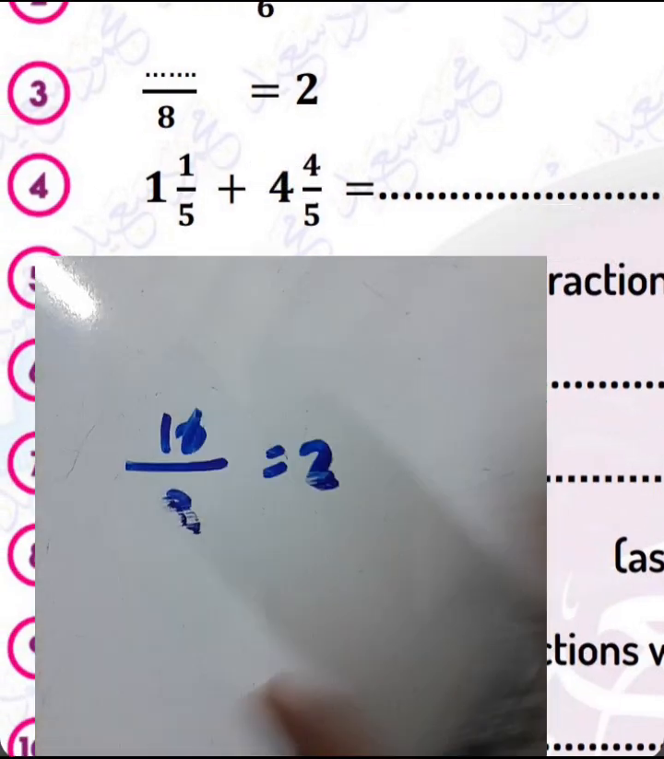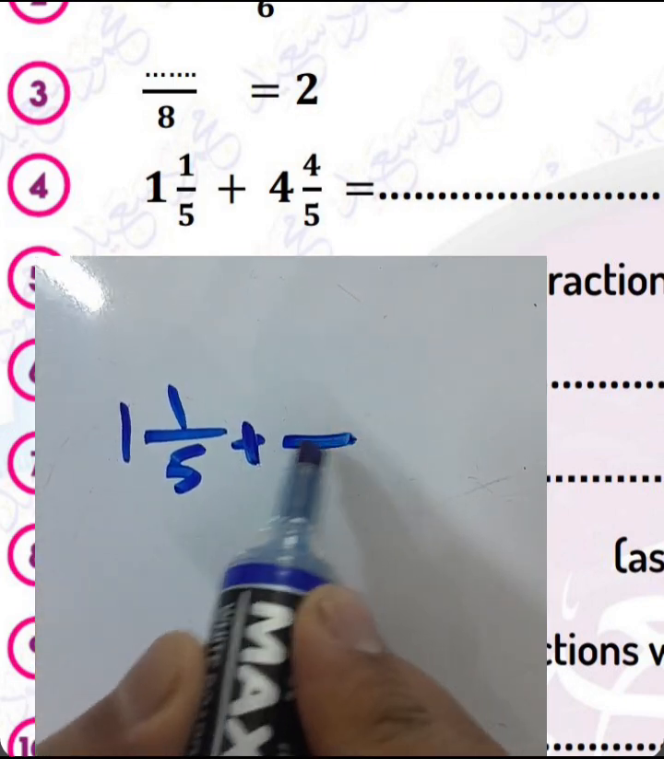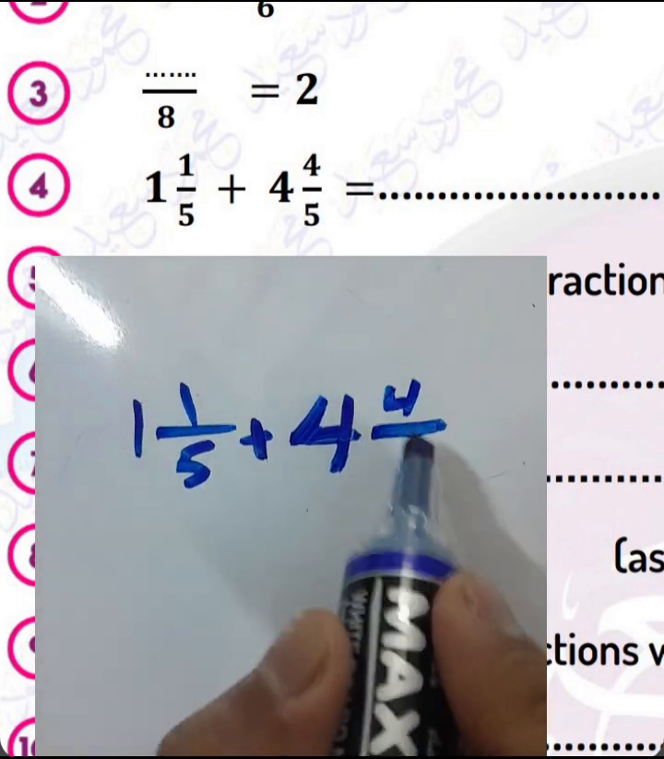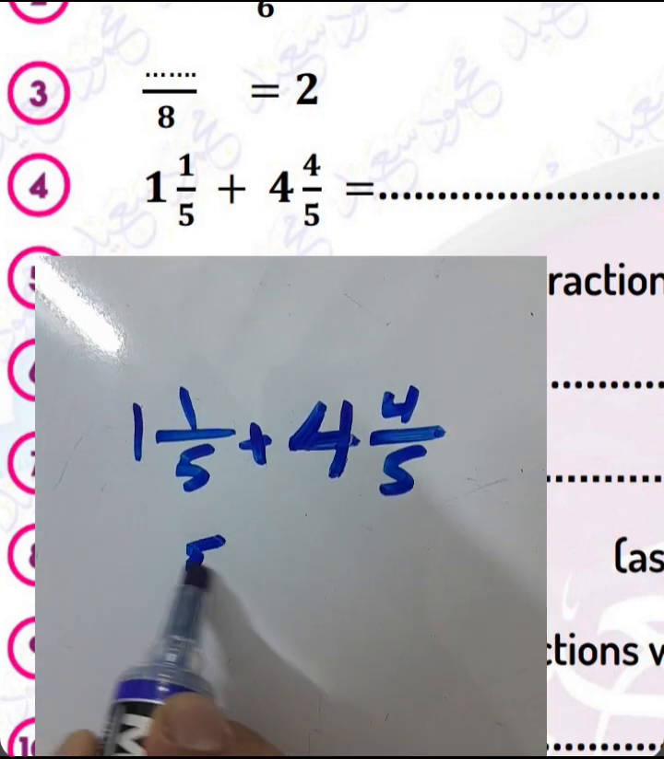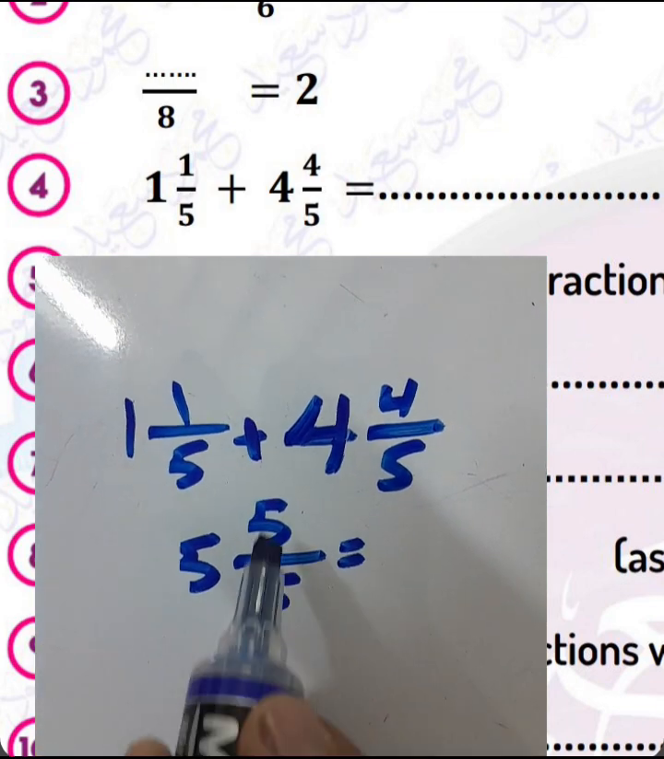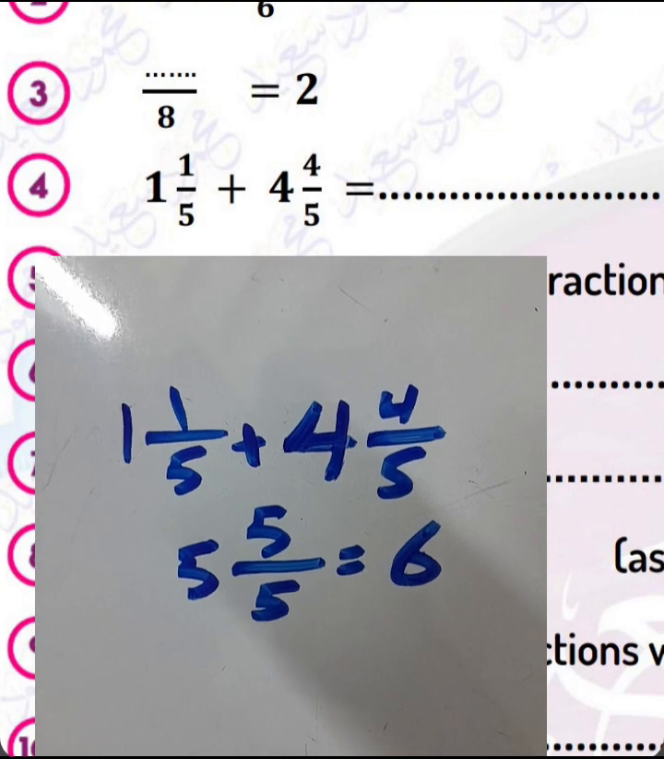Number 4, 1 and 1 over 5 plus 4 and 4 over 5. 4 plus 1 equals 5, and write 5 here. 5 divided by 5 is 1. 1 plus 5 equals 6. Then the result here will be 6.